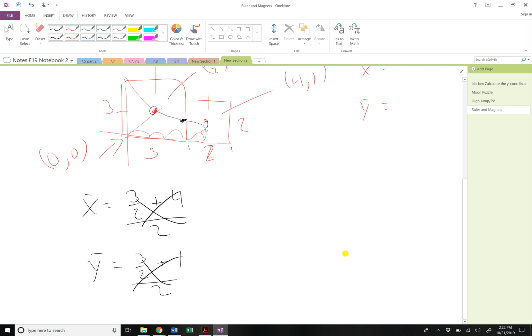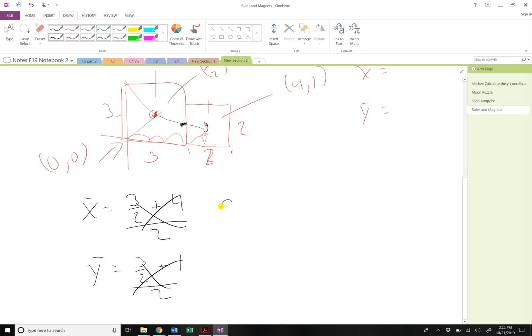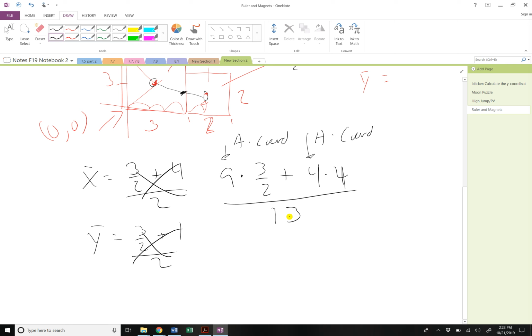So for x bar, I take the mass or the area of the first one, so the area times the coordinate, plus the area times the coordinate of the other one, which is 4. So I'm working just with the x's right now. And then I have to divide by the total area, or the total weight, which is 13. I've got 9 on the one side, 4 on the other side.